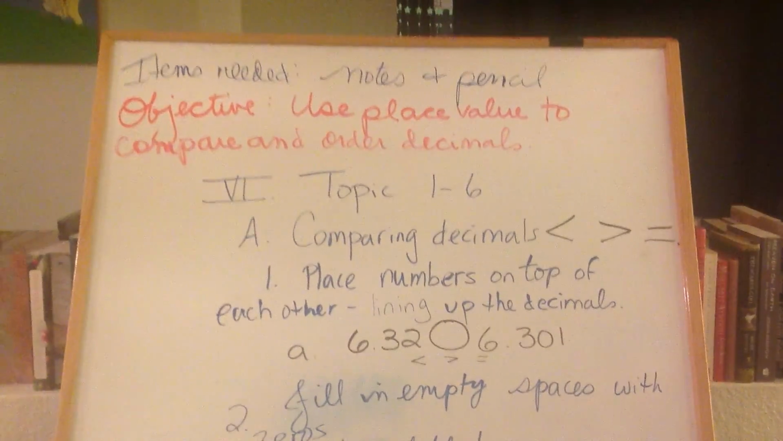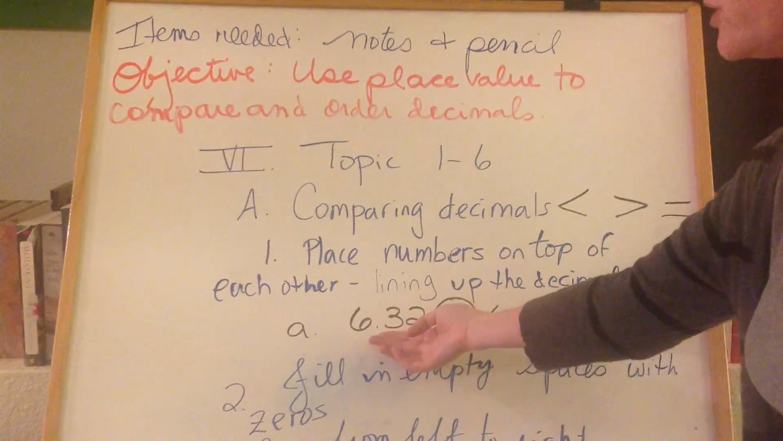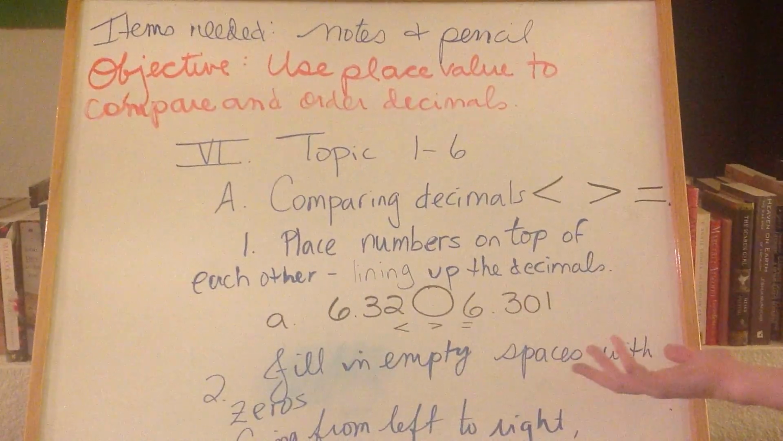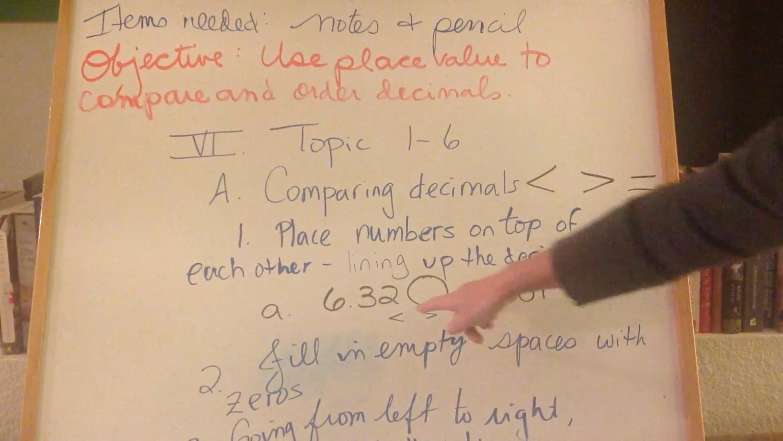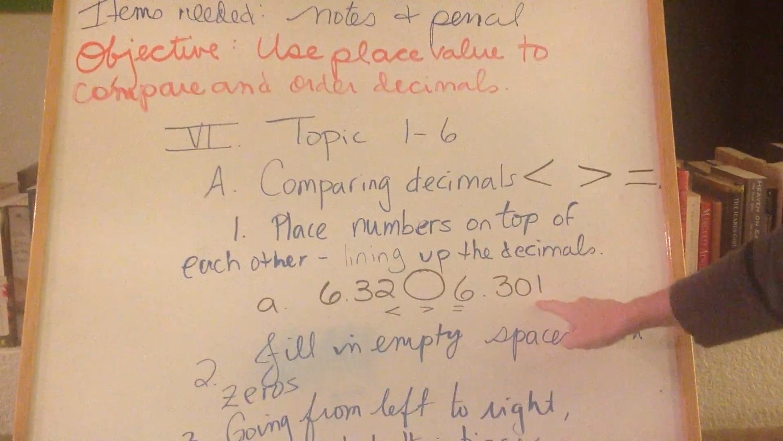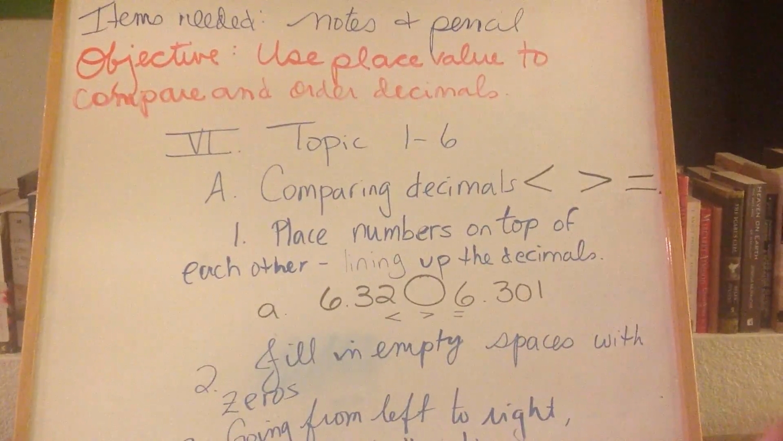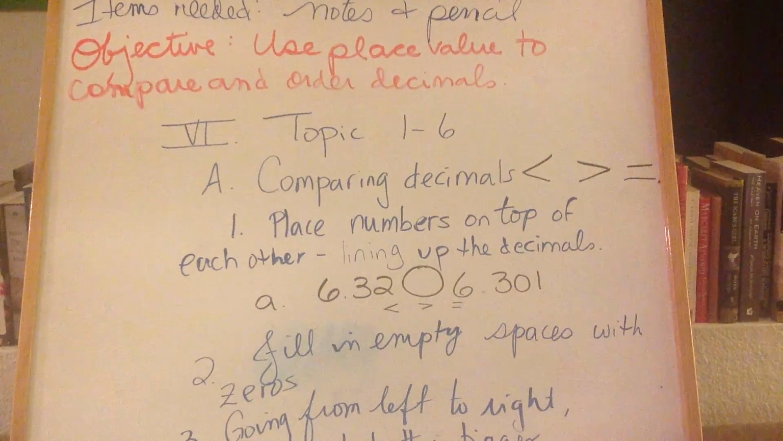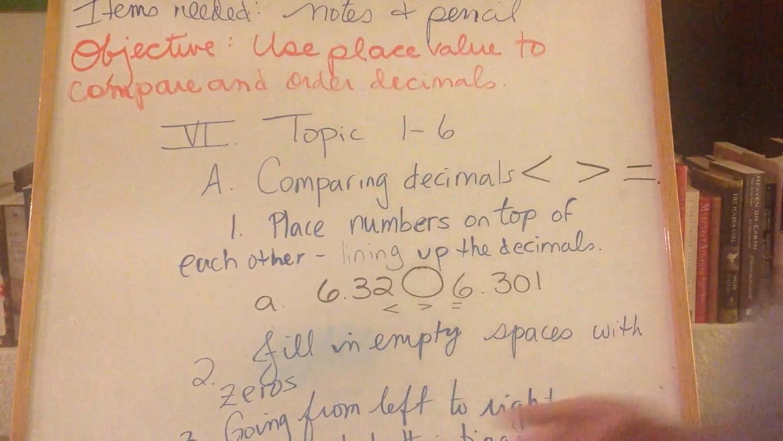And we're going to use our less than, our greater than, and our equal to symbol again. So what we need to do is they'll give us a problem like this, 6 and 32 hundredths and 6 and 301 thousandths. And we need to figure out which one's bigger. A lot of times kids will look at this and they'll go 32 or 301. This one's bigger. But it's a trick. So the first step is you're going to place the numbers on top of each other, lining up the decimals. I'm going to show you what that looks like.